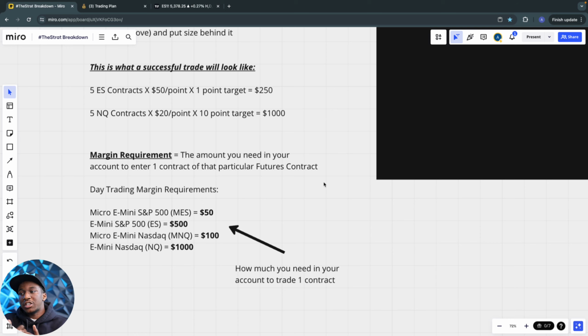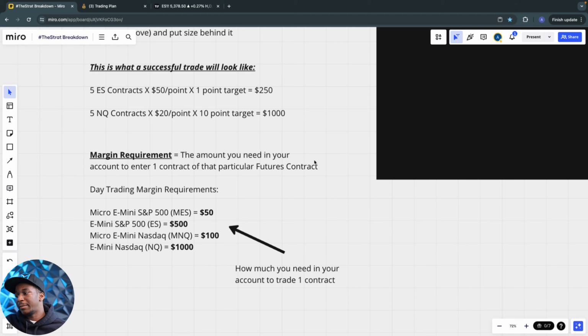That's why I'm saying if you have a small account, start off with MES or MNQ because you only need $50 in your account per contract that you want to get. So if you have $300 in your account, you can get 5, maybe 6 MES contracts. So 6 MES contracts would make about 25 to 30 points for that short target entry. But again, that's really good because that's 10% of your account, right? You're making $30 on a $300 account.